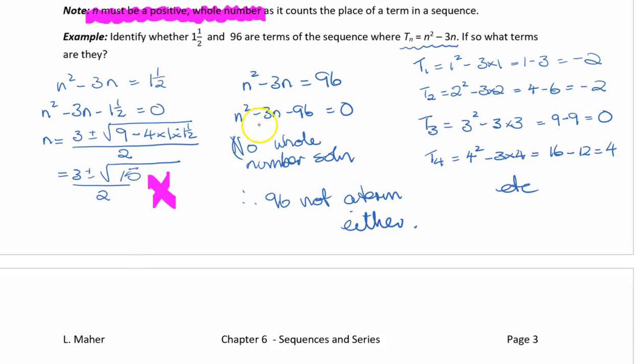So using the quadratic formula, there's no whole number solution to that quadratic either, therefore 96 can't be a term. Please note that I'd made a mistake back here. I'd missed the negative 1.5, but I've put it in now and changed that to a 15. If you were just following my notes, then you could make that correction as well.